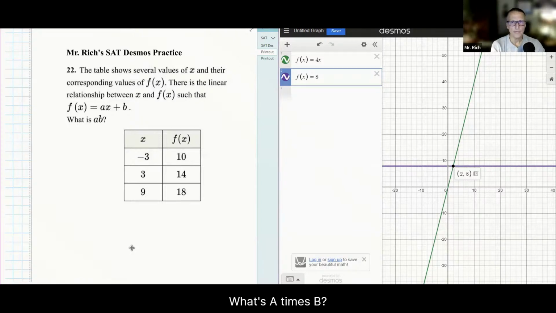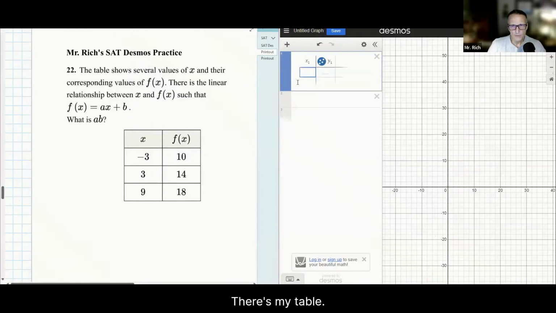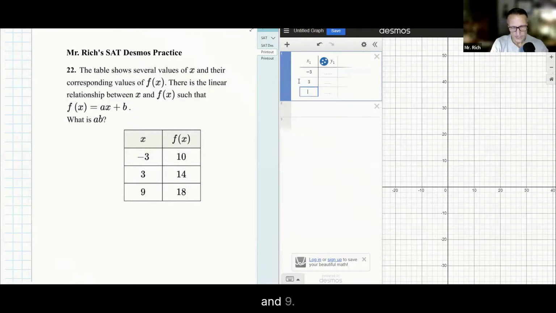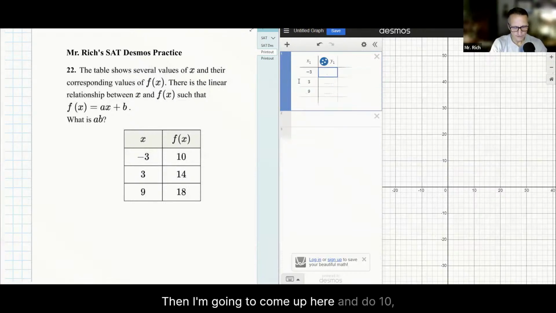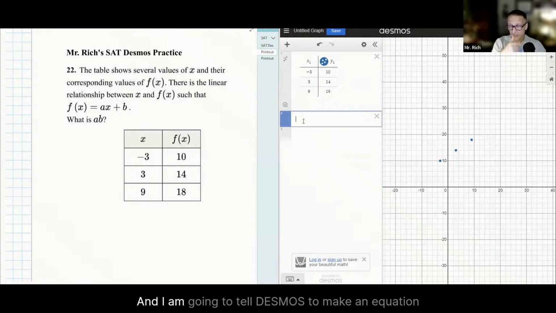What's a times b? Well, I can do this. I can make a table of values and do a regression. There's my table. I'm going to do negative 3, 3, and 9. Then I'm going to come up here and do 10, 14, and 18. Then I'm going to come down the line here and tell Desmos to make an equation of the line that fits those 3 points.